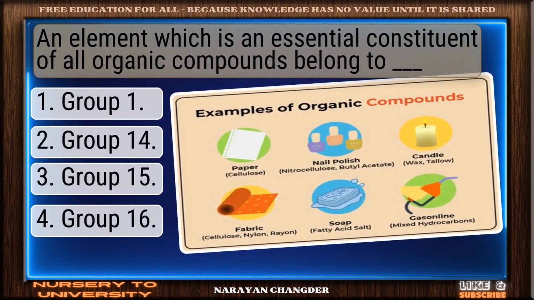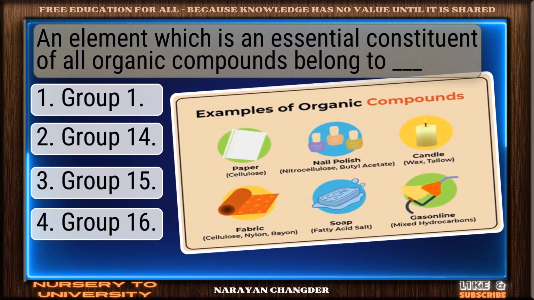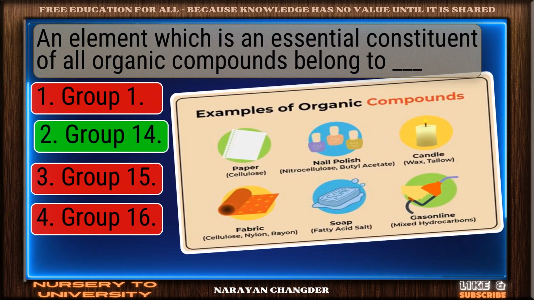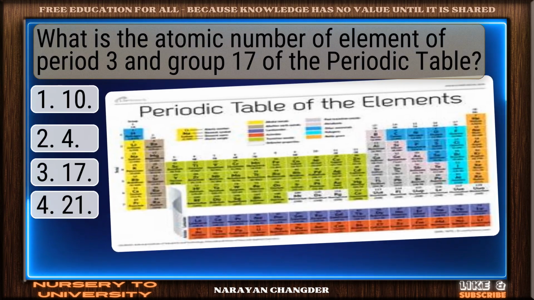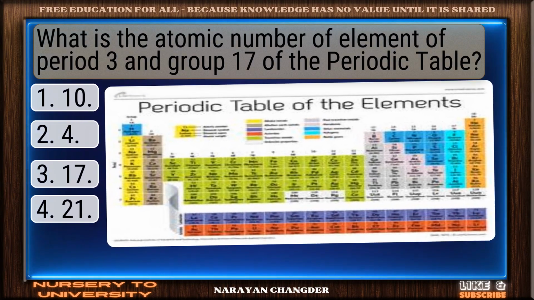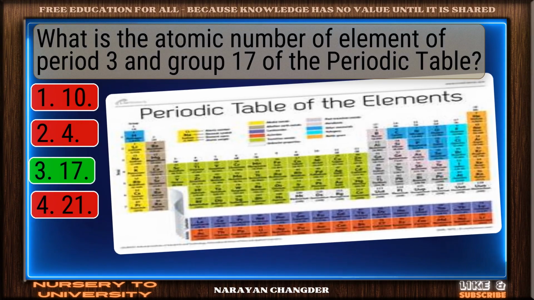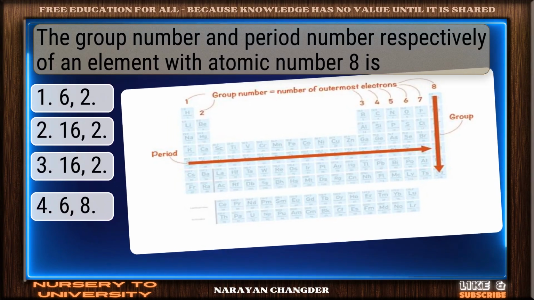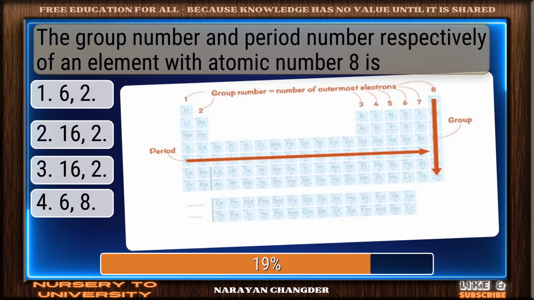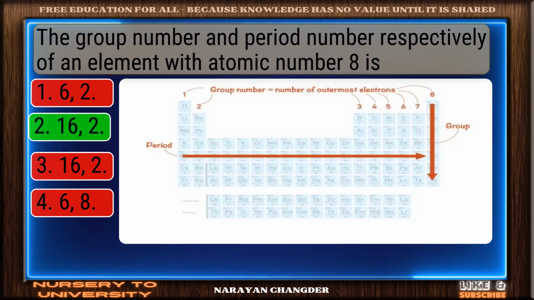An element which is an essential constituent of all organic compounds belongs to dash. Exactly, group 14 makes. What is the atomic number of the element of period 3 and group 17 of the periodic table? You got it, 17 fits. The group number and period number, respectively, of an element with atomic number 8 is? Correct. 16-2 is spot on.